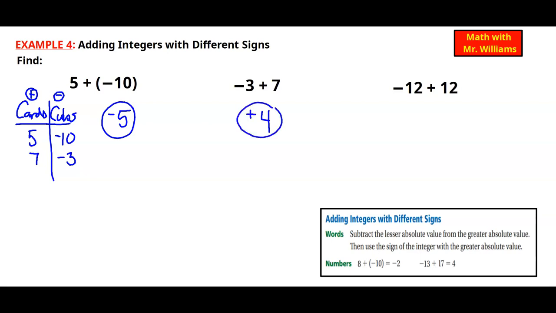All right, and the last one though, we have a -12, so I'm going to put that in the Cub category. But we have a +12 for the Cardinals here. So what do we have more of? We don't have more of anything. We have the same exact number. So 12 minus 12 will give us 0. And 0 is neither positive nor negative.